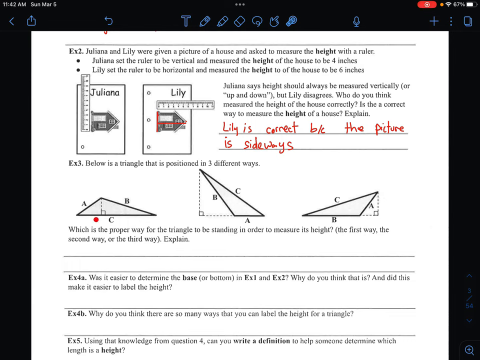Actually, this looks like it's the best way to stand it because it'd be the least likely to fall over. But this probably will stand up as well. And this actually could stand up as well if it's heavy enough. So, which is the proper way? They're all proper, actually. They're all proper ways of standing.